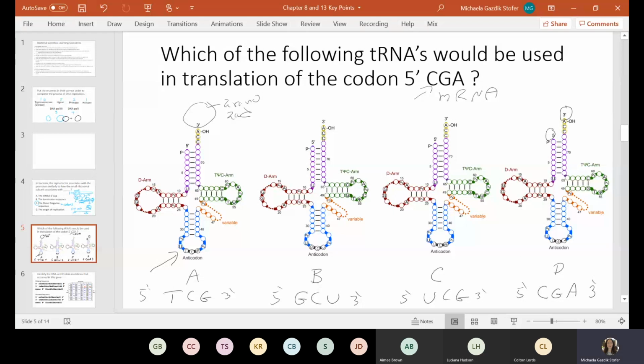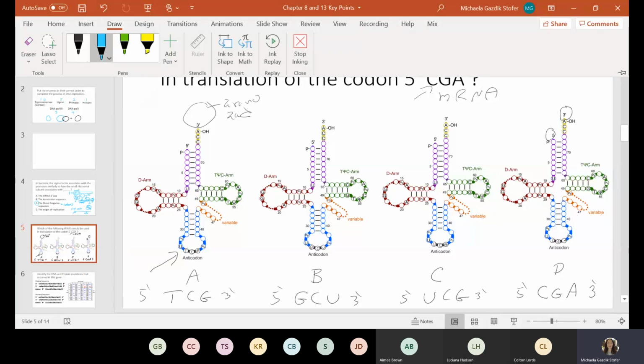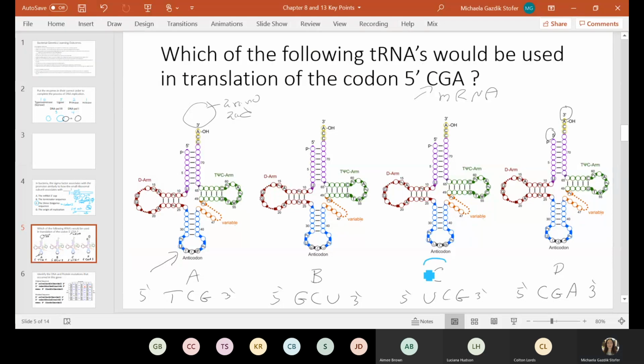Okay, so I'm seeing a lot of B's show up. And I specifically did this question because it is a little bit of a trick question. So it's actually not B. In this case, it is actually C. And this is why.